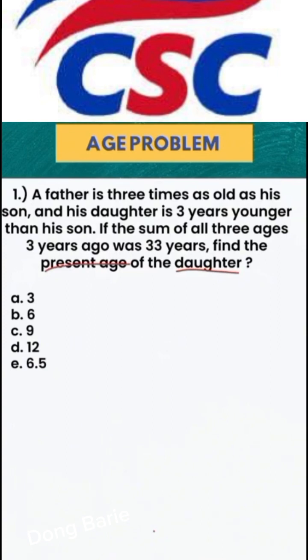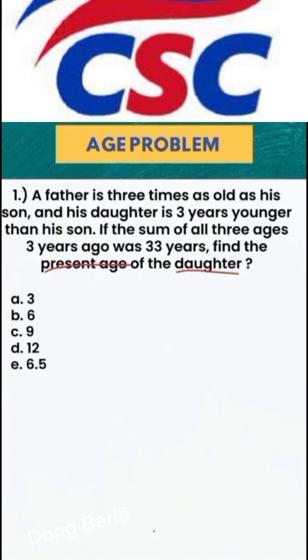Okay, the best way to solve age problem for me, para sa akin, ay table method. So, let's analyze. So, si father, ayan, si son, and daughter. Okay. Let x para doon sa son. Sabi niya, a father is 3 times as old as his son.